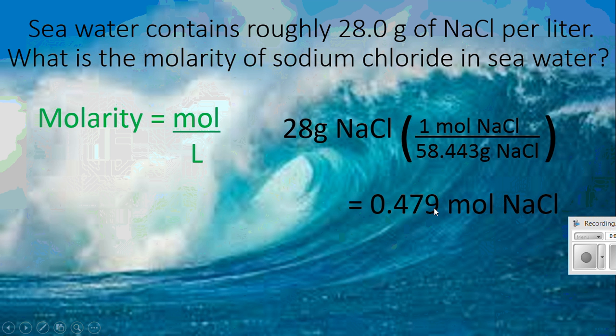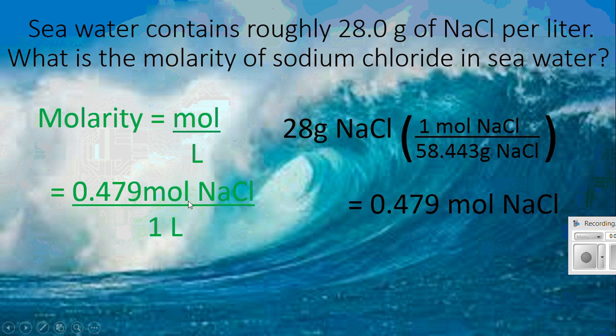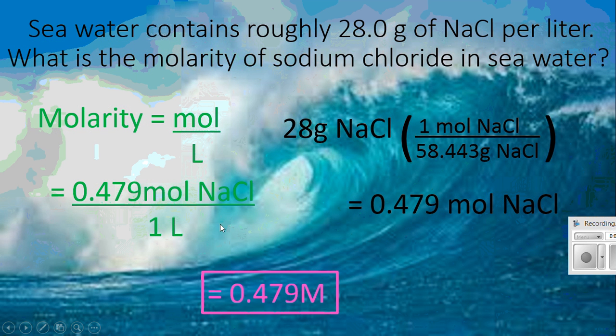We plug this value into our equation for molarity. 0.479 moles per, or divided by 1 liter, since it was per liter up here. Anything divided by 1 is that same number. So the only thing that changed now is instead of saying moles per liter, which we could still say, we say that the molarity is 0.479 molar. Okay, so the capital M stands for molar, which is the unit for molarity, or we could say moles per liter.